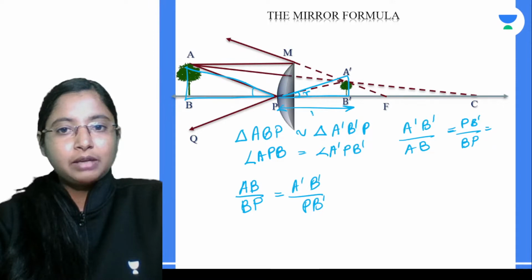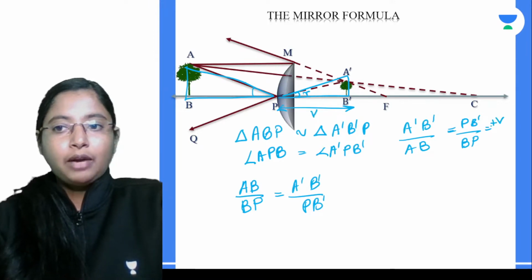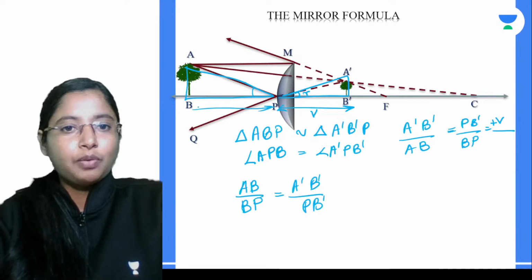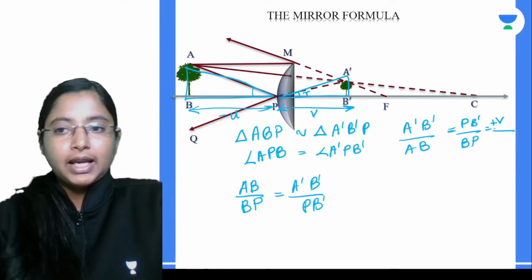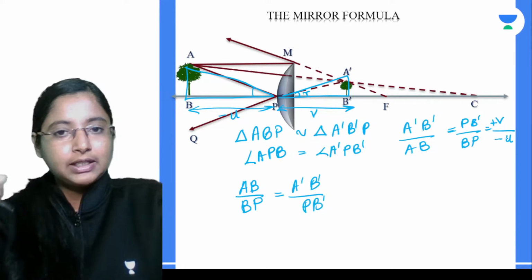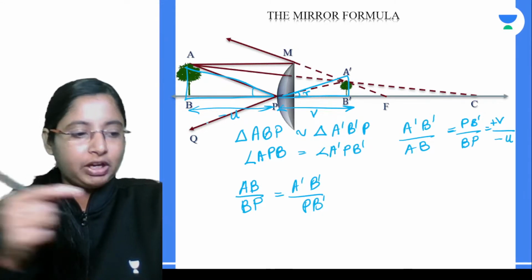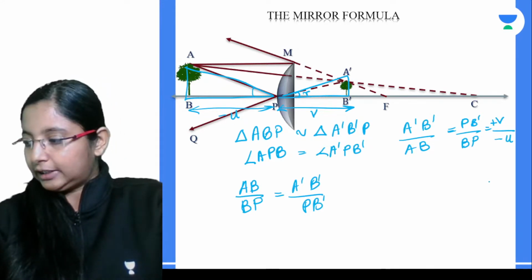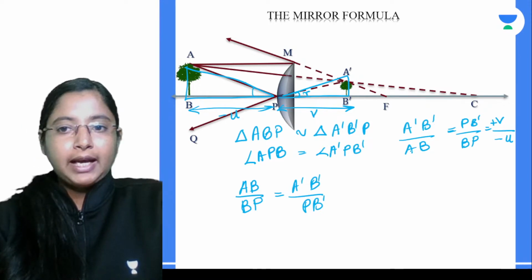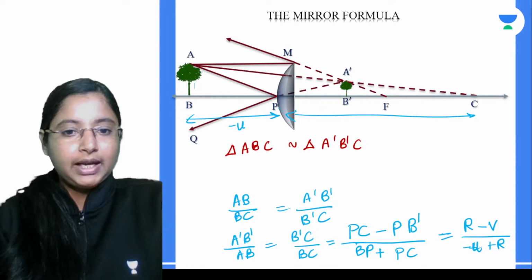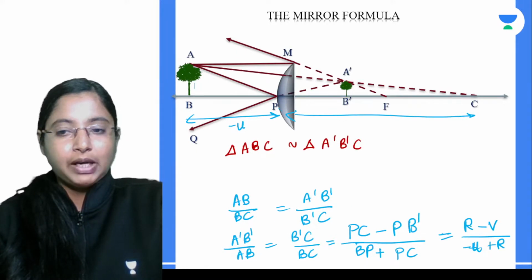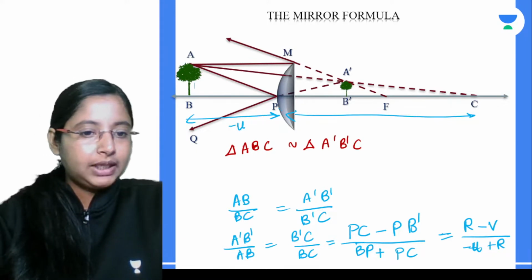What is PB dash over here? This distance is nothing but the image distance v, and it's positive, because it's in the direction of the incident ray. And what is BP? This is the object distance u. Object distance is negative because the distance is measured from the pole to the object in the opposite direction. Now we have two values. A dash B dash by AB is v by minus u. Again, from the other triangle we got A dash B dash by AB is equal to R minus v by minus u plus R. I'll write these two together and solve it.